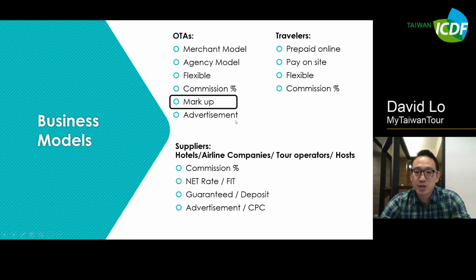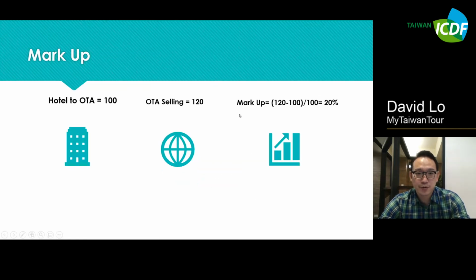Markup is actually the profit that the OTA wants to make on top of the rates that the suppliers provide. So we can see examples here. Say I'm a hotel and I provide the OTA with one room selling at $100, but on the online OTA website it is selling at $120. So the markup is (120 minus 100) divided by the net rate the hotel provides to the OTA. That makes a 20% margin or profit.